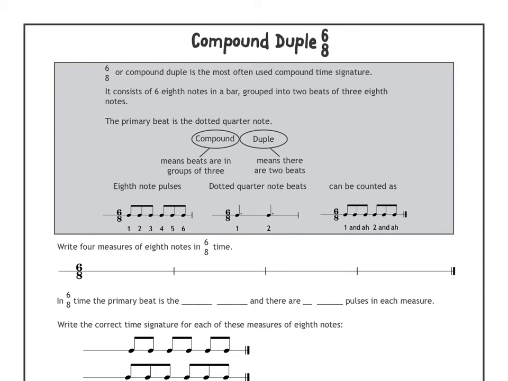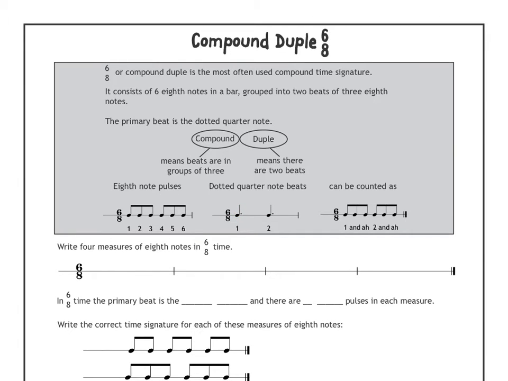We feel that triplet pulse, and that's why we call it compound duple time. The compound means we have triplets. The duple means we have two of them. So we have two sets of triplets. In another bar of 6/8, you might have this, 2 dotted quarter notes. Again, 2 sets of triplets, 1, 2, 3, 4, 5, 6.